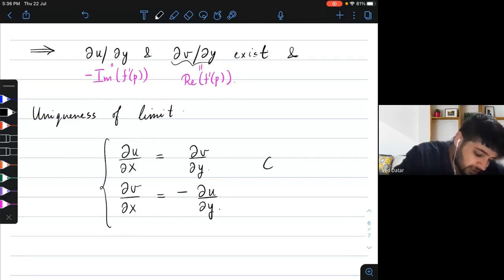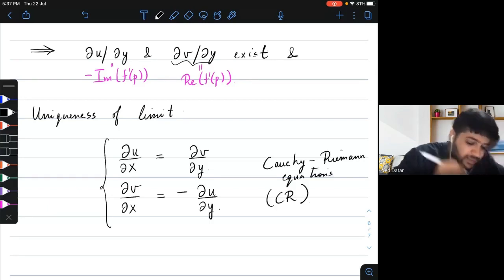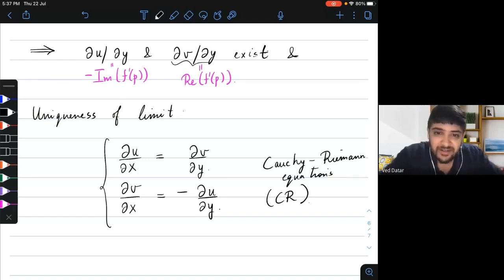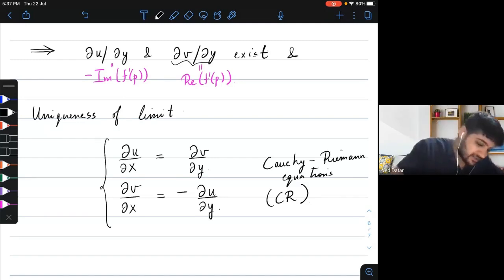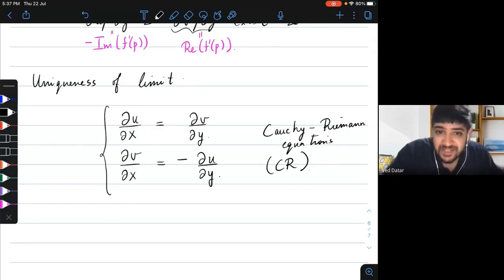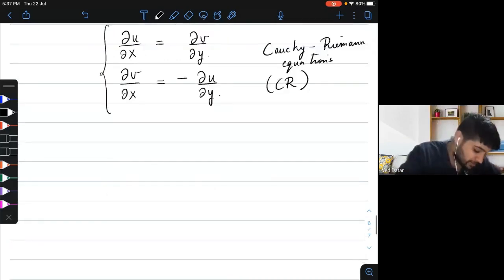So these are basically called the Cauchy-Riemann equations. I'll usually denote them by CR. So assuming holomorphicity, you get that the CR equations are satisfied. What about the converse? Suppose the CR equations are satisfied, does that imply holomorphicity? So here's an example.